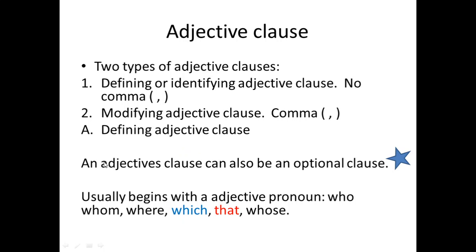Okay, so notice this. An adjective clause can also be an optional clause. So we will find out. Just keep this in mind for now. An adjective clause usually begins with an adjective pronoun. And what are the adjective pronouns? We have who, whom, where, which, that, and whose.